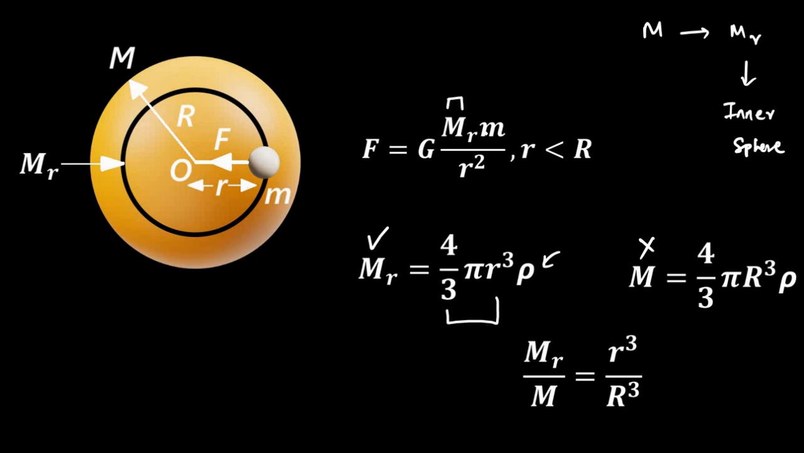F is equal to G m subscript r small m by r square. Okay, so this is the shell theorem of gravitational force. We will apply this concept to find out the gravitational force and the acceleration due to gravity because of Earth at different points. Okay, so this is the shell theorem of gravitational force.